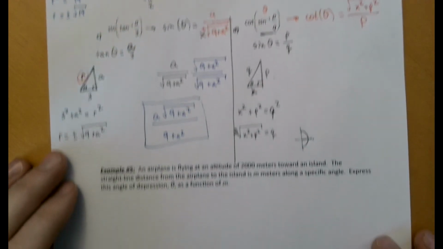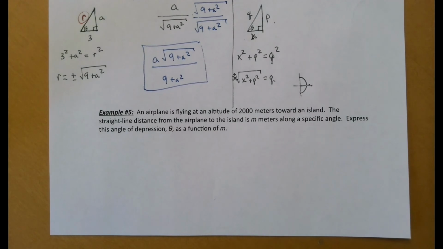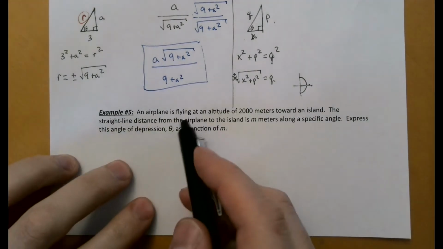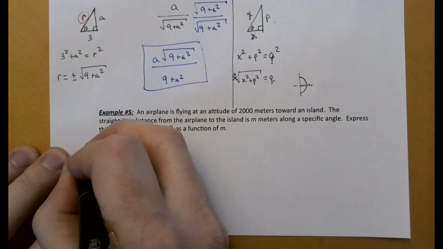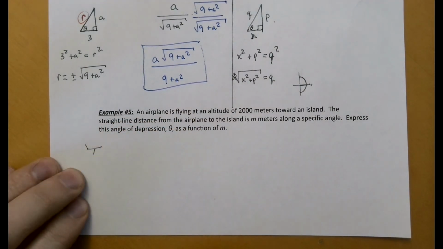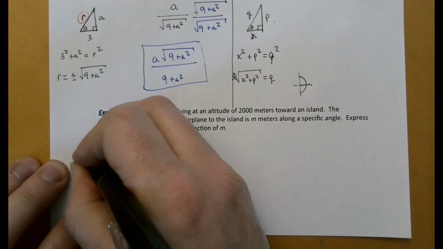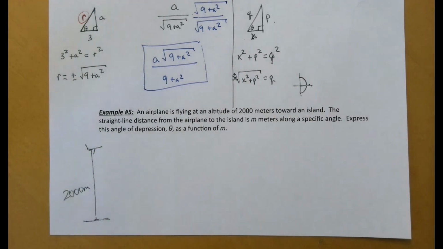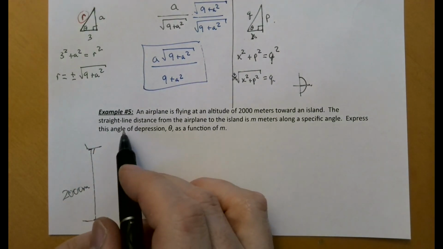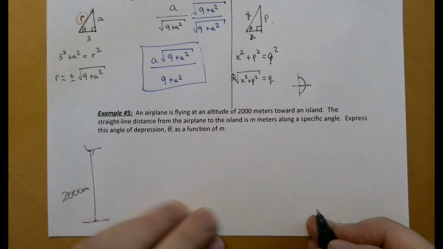I guess I'll go ahead and tack on this last problem, and then we'll be done with 7.4. So we have an airplane flying at an altitude of 2,000 meters towards an island. Here's my stick figure airplane. This is the ground, and this is the distance between the ground and the plane, 2,000 meters. That's altitude. It's headed towards an island. The straight line distance from the plane to the island is m meters along a specific angle.